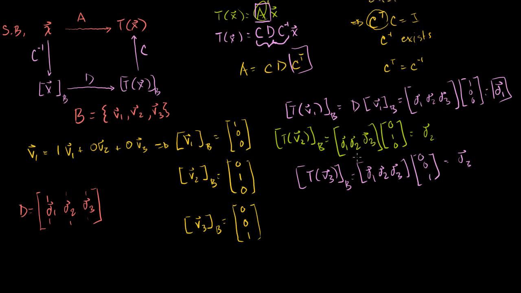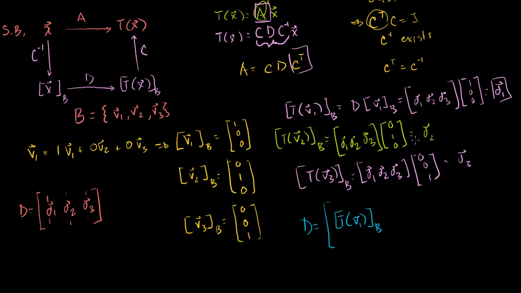And this is kind of a reproving that we can find the columns of D by essentially finding the B versions of these transformations. So we can rewrite D as being equal to, the first column is just going to be this. So it's the transformation of v1 in B coordinates.